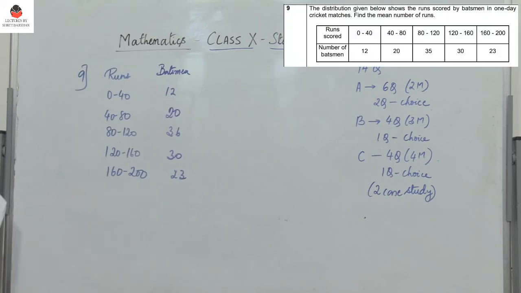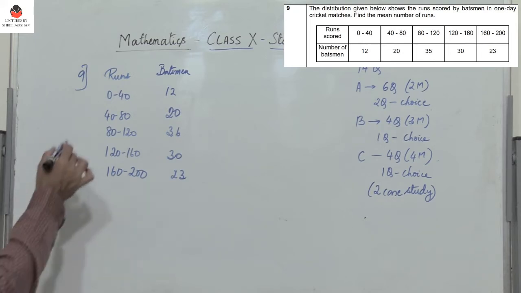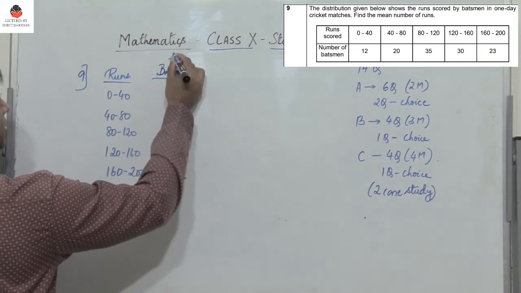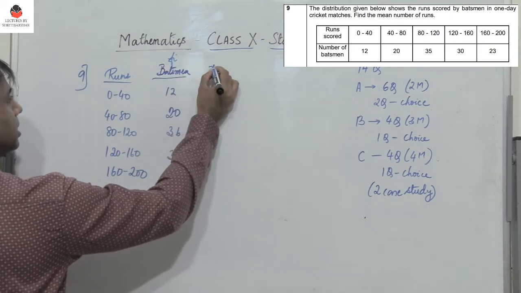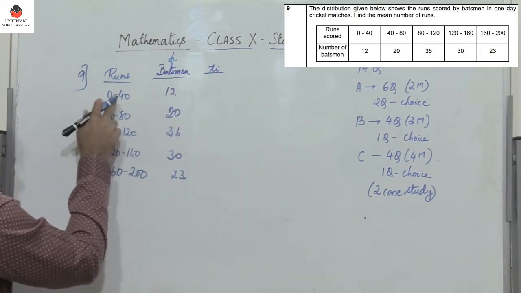Question 9. The distribution given below shows the runs scored by batsmen in one-day cricket matches. Find the mean number of runs. A very simple problem. So now this is Fi. So let us find Xi. Xi happens to be the mid value of the class interval.